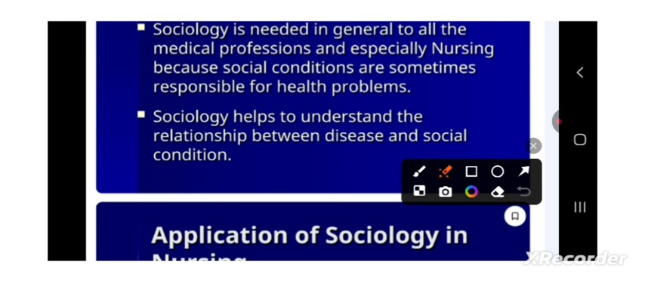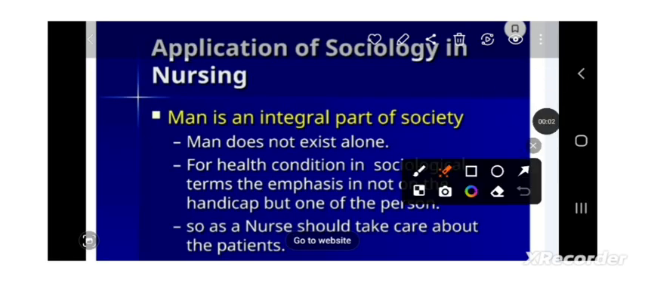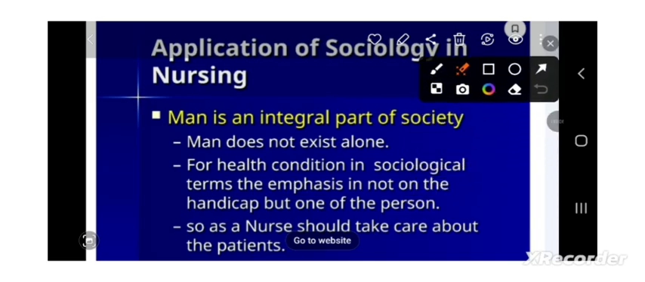Emphasis on the person, not the handicap. The emphasis is not on the handicap, but on the person. This is central to sociological and holistic nursing care. The nurse recognizes that a patient's illness or disability is only one part of their identity. Understanding the patient's social role, for example as a mother, employee, or community member.